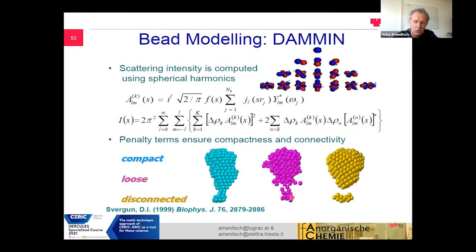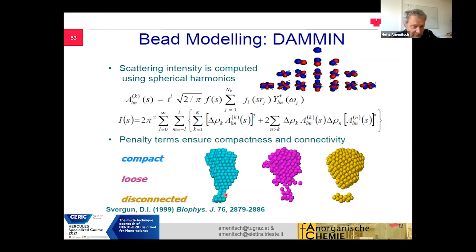But what you actually do with this penalty function is that you're looking for a compact solution. So you will squeeze out, or omit, the loose solutions, where we have this fuzzy interface and also detached beads. This solution will be omitted, and you converge to this smooth three-dimensional shape of your particle.